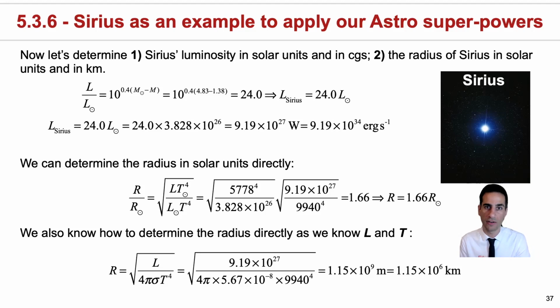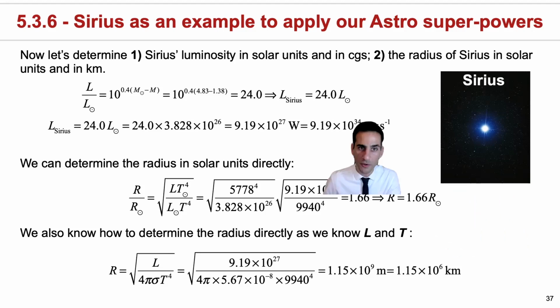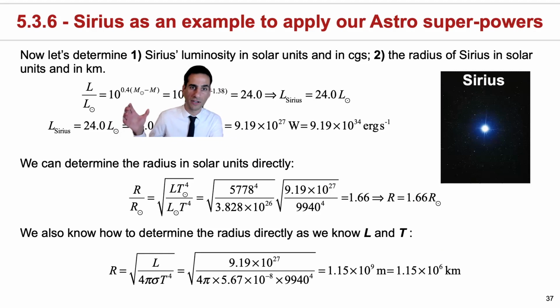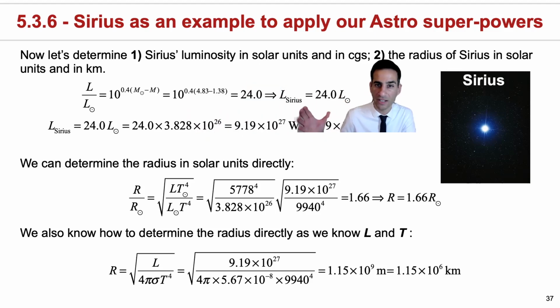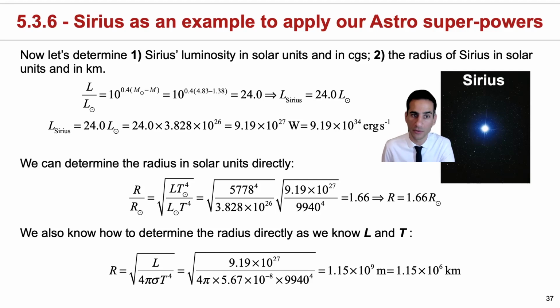The final things that you now know how to do is, for example, to determine Sirius's luminosity in solar units and in CGS, and also the radius of Sirius in solar units and in kilometers. And we've seen just before how in solar units, you can very easily calculate the luminosity of a star if you know its absolute magnitude. In this case, we're comparing the one that we did for B bands. And if you do it, you realize that Sirius is actually quite bright. It's 24 times the solar luminosity. And converting to CGS is relatively straightforward.